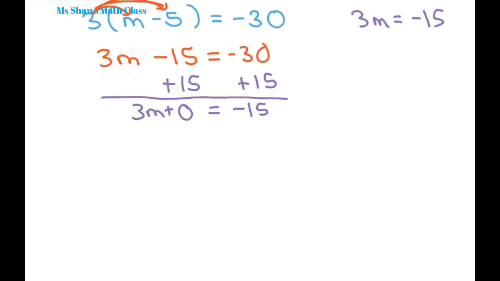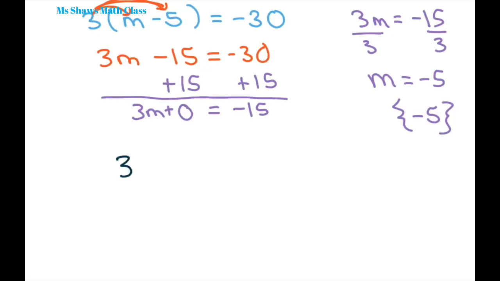This is our 0 property. Divide both sides by 3 using your division property of equality, and you get m equals negative 5. Or the solution set is negative 5. Now we need to check our solutions. Or our one solution. So we have 3, our m, using our property of substitution, write negative 5 minus 5. Does that equal negative 30?